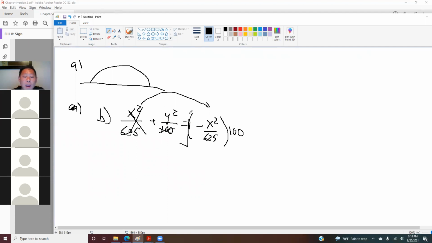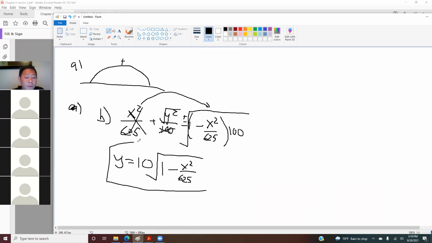And then I take the square root of it to get rid of the square. Because it's positive, we pick the positive. So y equals 10 times the square root of 1 minus x squared over 625, because the square root of 100 is 10. So this is how we do part B. Sorry, it should be solve for y, not solve for x.